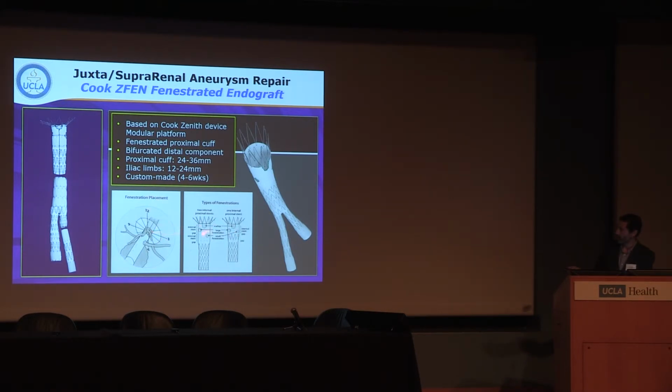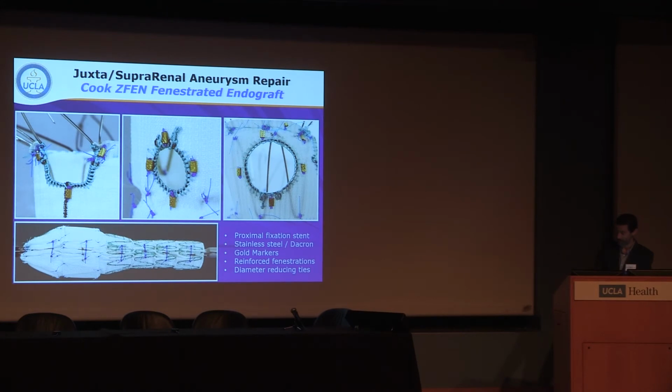And again, the position of these fenestrations and scallops is based on meticulous preoperative planning from the CT scan and the various reconstructions we do from that. After achieving these measurements and designing the graft, you then order the graft from Cook. It takes about 4 to 6 weeks to have this custom made. So each device is made specifically for a particular patient. And then the distal end of this is a bifurcated component to complete the repair.